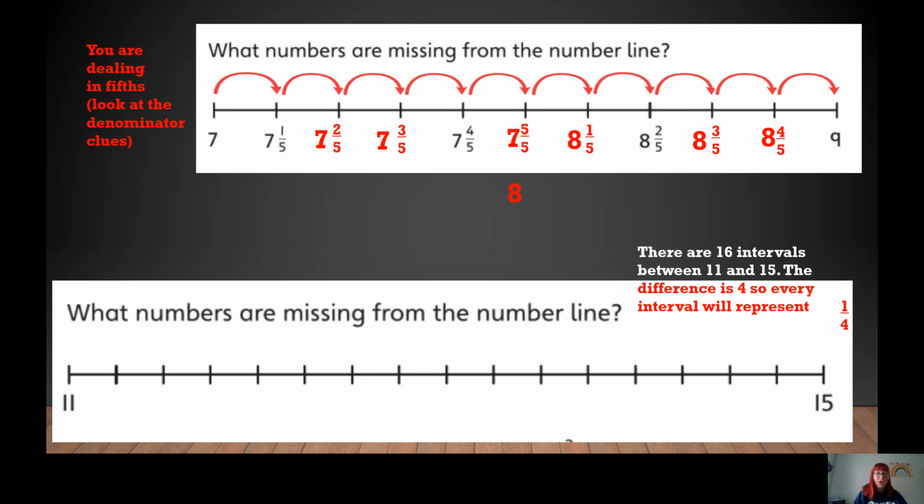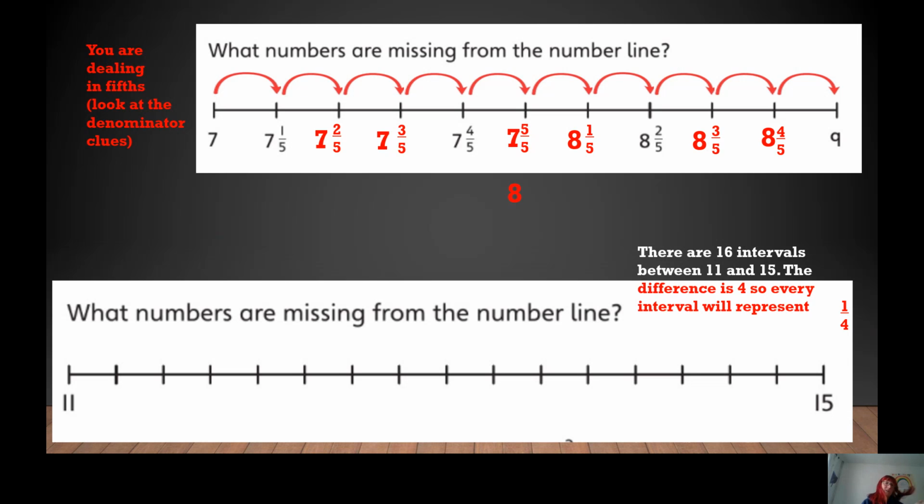Right. Hopefully you've had a little go at finding out the missing numbers on this number line. Like I said before you paused the video, there are 16 intervals, and between 11 and 15 there are 4. It's a difference of 4. So I have split 16 intervals into 4 equal parts. So I think each interval will represent a quarter.